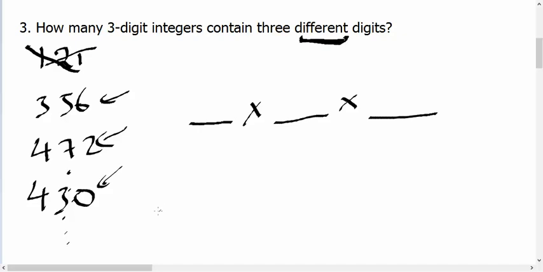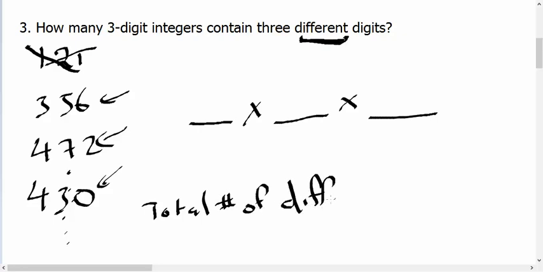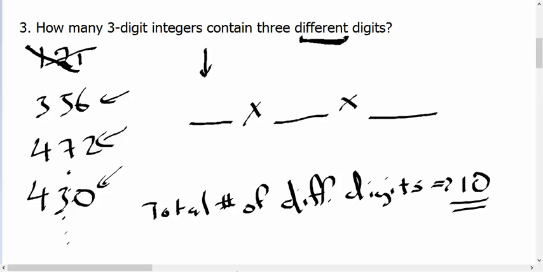How many different digits are there? So the total number of different digits, well, 0 through 9, so that makes 10. There are 10 different digits in total. Now let's think, how many of those 10 digits could I choose for the first slot right here? Well, ordinarily, very reasonably, I'd probably think, oh, I could choose any of those 10 digits for the first slot right there. But we have to consider what that would mean.